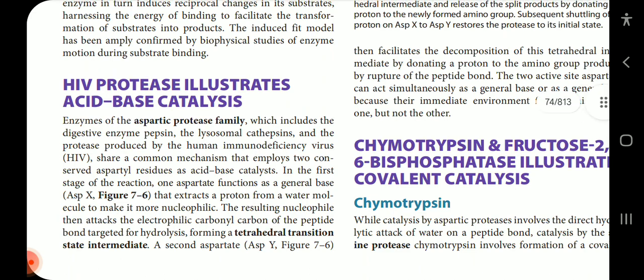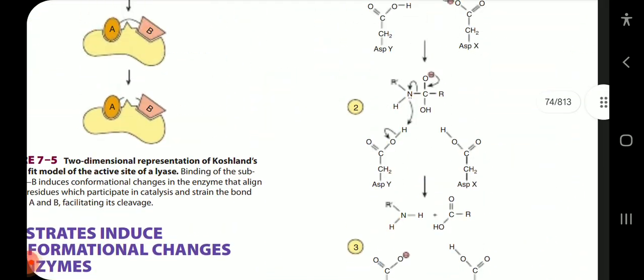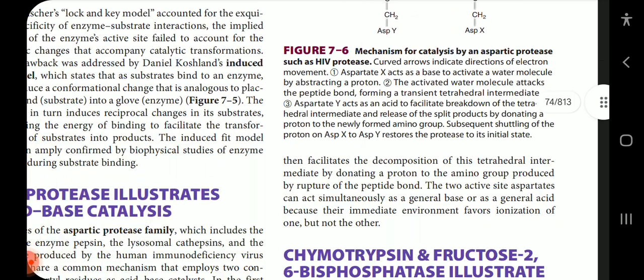The second aspartate then facilitates the decomposition of this tetrahedral intermediate by donating a proton to the amino group produced by rupture of the peptide bond. The two active site aspartates can act simultaneously as a general base or as a general acid because the immediate environment favors ionization of one but not the other.